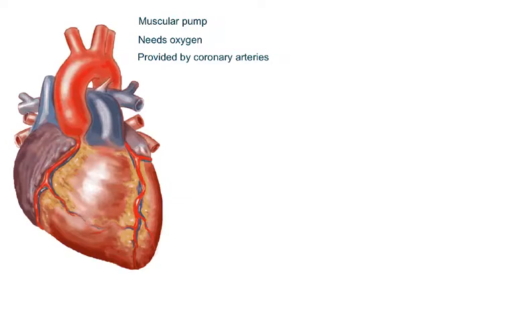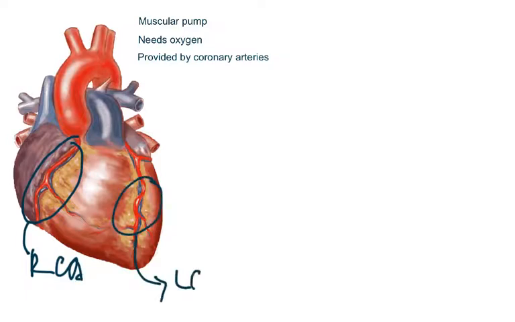So here's our heart. Our heart is basically a muscular pump that pumps out blood throughout the body. But the heart itself needs oxygen via blood to work efficiently. So this oxygen is provided by the coronary arteries to the heart muscles so that they can pump effectively. As you can see in the diagram, this is the right coronary artery and this is the left coronary artery.